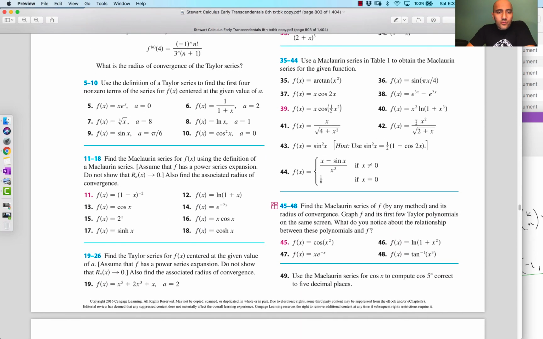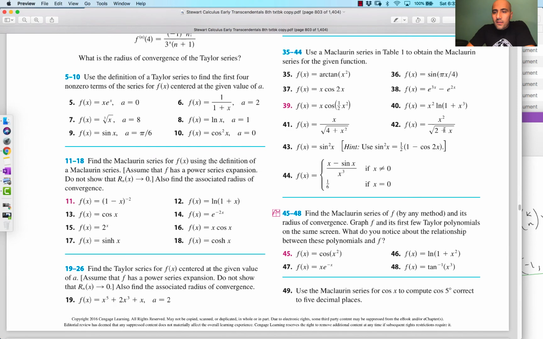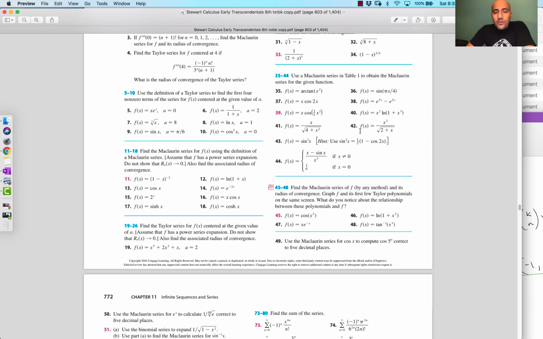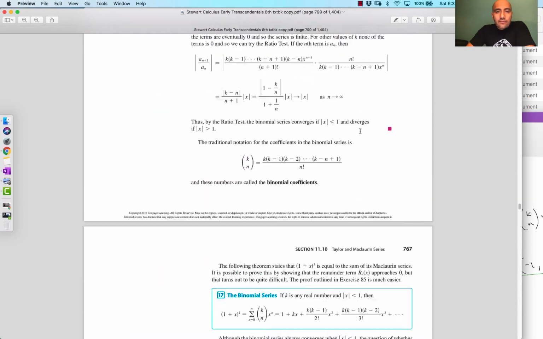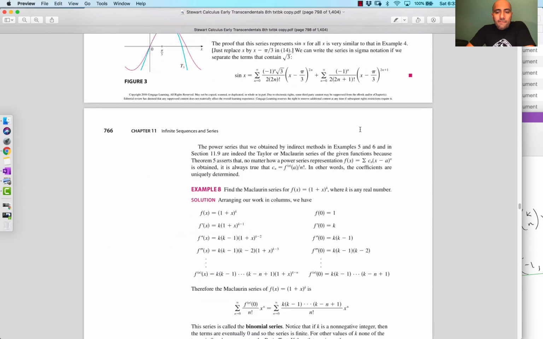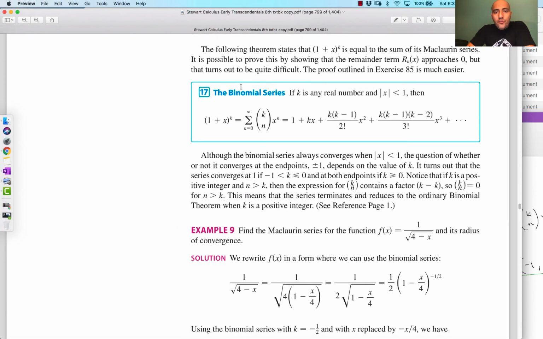So since we just finished working with a binomial, let's work out number 42. So number 42: use the Maclaurin series in table 1 to obtain the Maclaurin series for the given functions. Okay, so we'll look at table 1 in a second, but this is basically asking us to refer back to the binomial equation we just came up with, right? So we're going to use this guy we just derived. We're going to use the binomial series, the one we just derived, to be able to answer that one. Okay, so let's get started.